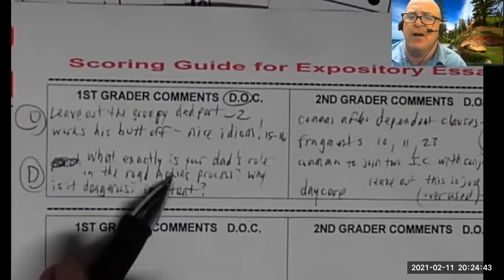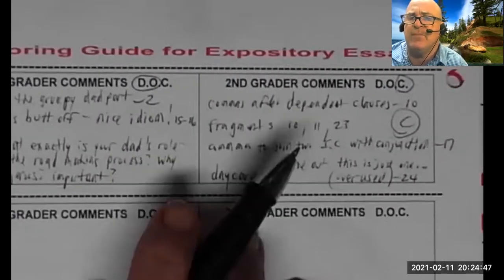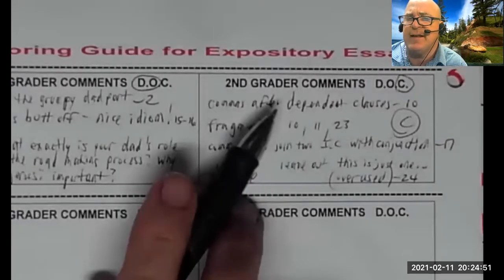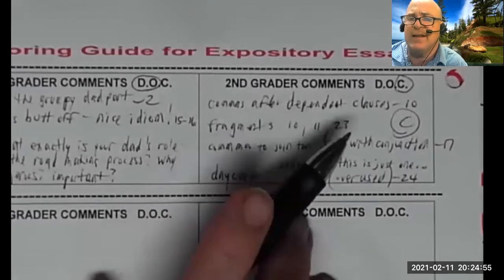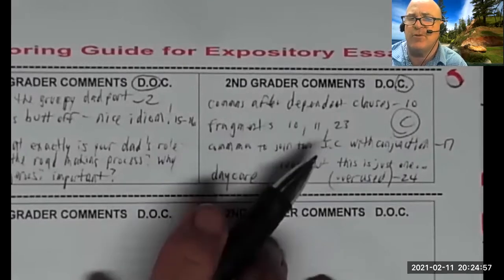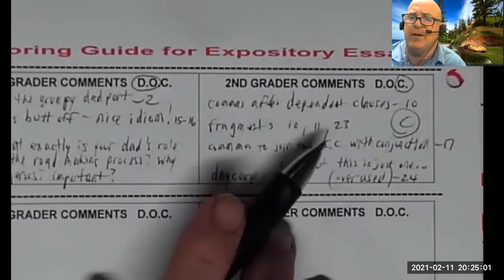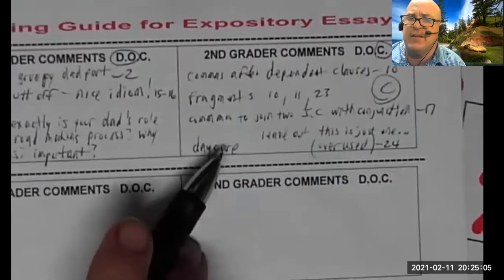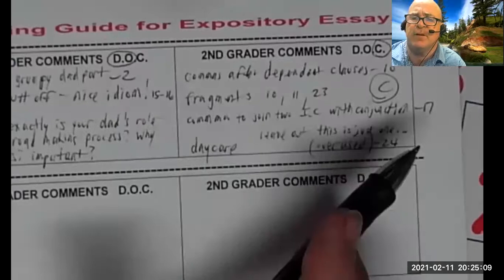The conventions, as we noticed: I noticed that they had a dependent clause followed by an independent clause on line 10. That needs a comma there. There's fragments that I found on lines 10, 11, and 23. And when you're joining two independent clauses with a conjunction, like they did on line 17, you would want a comma there.